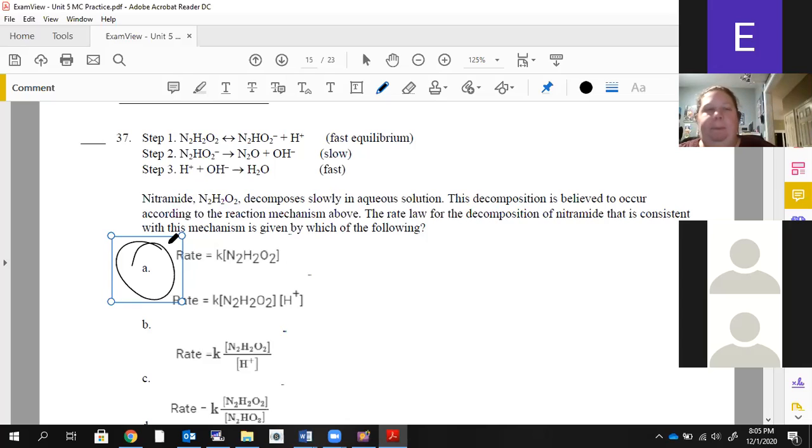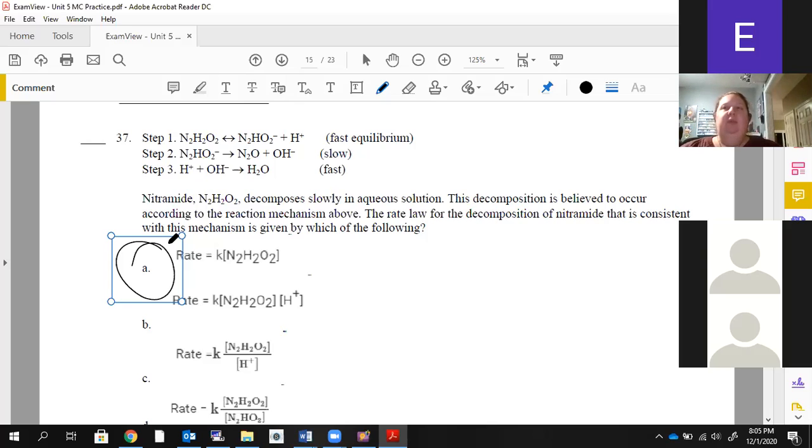While we're on those, can I ask a question about the equilibrium? Does it make any difference with the equilibrium and double arrows? No. It makes a difference for some other things that we'll talk about when we get to equilibrium, but it doesn't matter right now.